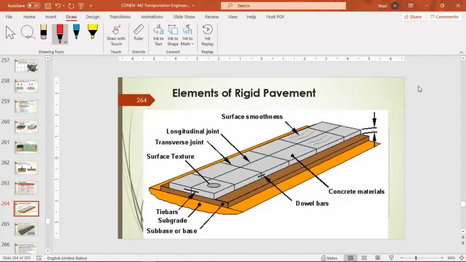These are basically the main elements of rigid pavement. As we can see here, it's divided into slabs, and there are longitudinal joints between the slabs, and there are transversal joints. We have tie bars connecting the longitudinal slabs. This is the subgrade, and this is the subbase. And there are dowel bars connecting the slabs here, and we have surface smoothness. That's the finishing of the rigid pavement or the concrete.